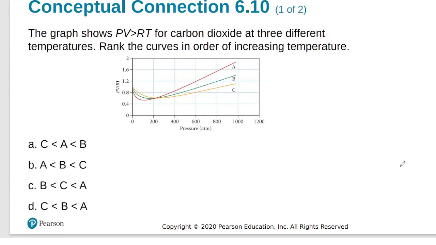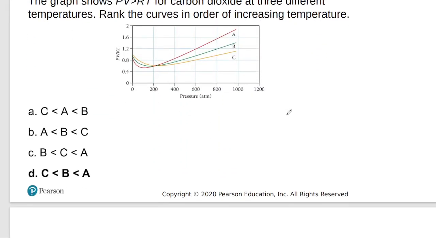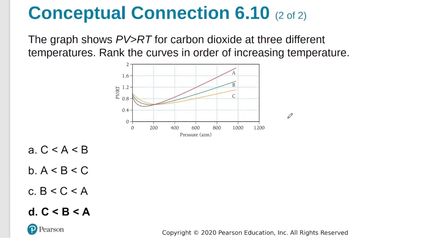This graph shows PV over RT for carbon dioxide at 3 different temperatures. Rank the curves in order of increasing temperature, A versus B versus C. And here we can see that C would be less than B would be less than A.